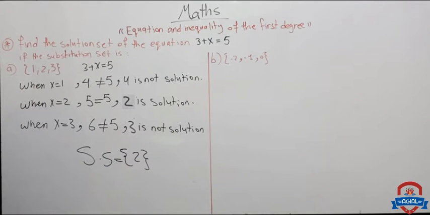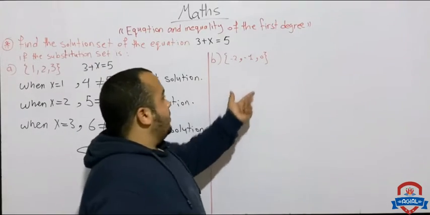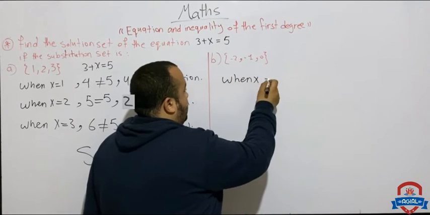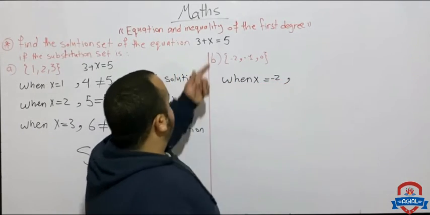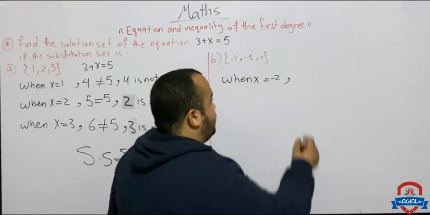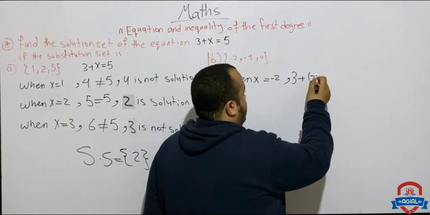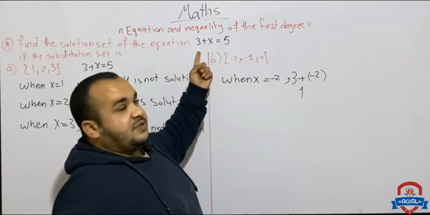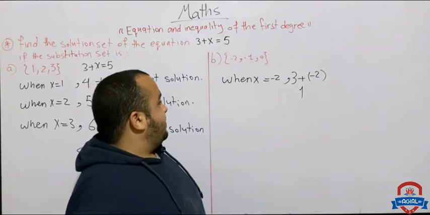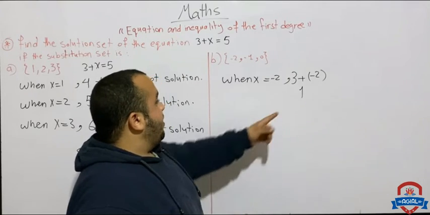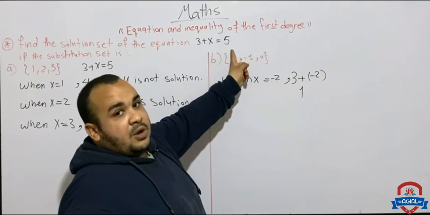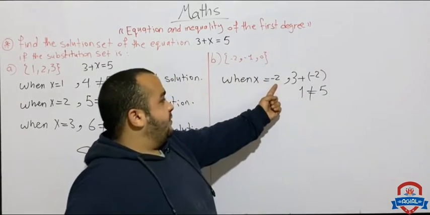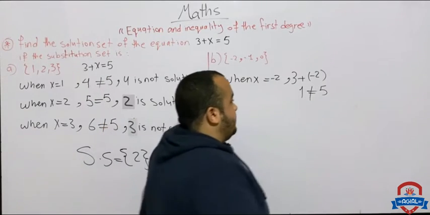And now let's check the substitution B. The first number in the set B is negative 2. When x equals negative 2, the left hand side equals 3 plus negative 2. 3 plus negative 2 equals 1. So the left hand side equals 1. Then the left hand side is not equal to the right hand side. So the number negative 2 is not a solution for this equation.